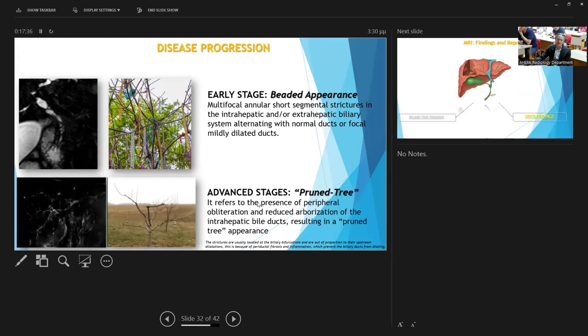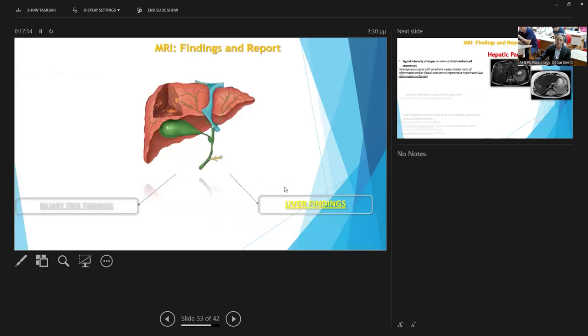And in the advanced stage, we have a specific pattern that is called the prune tree appearance that refers to the presence of multiple peripheral obliteration with reduced arborization of the periphery that looks like a prune tree. Let's move to the liver findings.